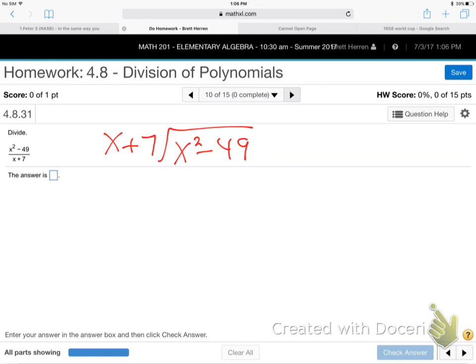So what times the front will match the front? X again, right? It's not always X. It'll change in a minute, but has been for a while. So go to both of them: x squared plus 7x. Draw your line. Subtract. All right? We get there.